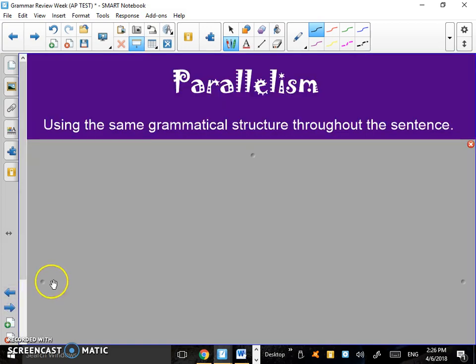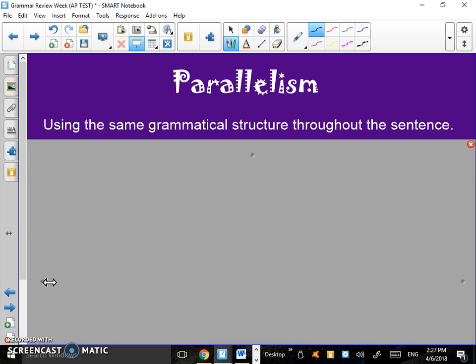Okay, the next one: parallelism. Parallelism, remember, is the idea of using the same grammatical structure throughout the sentence, so everything is balanced. This fits in a lot with polysyndeton and asyndeton, with the idea of always having all conjunctions or not having any conjunctions.